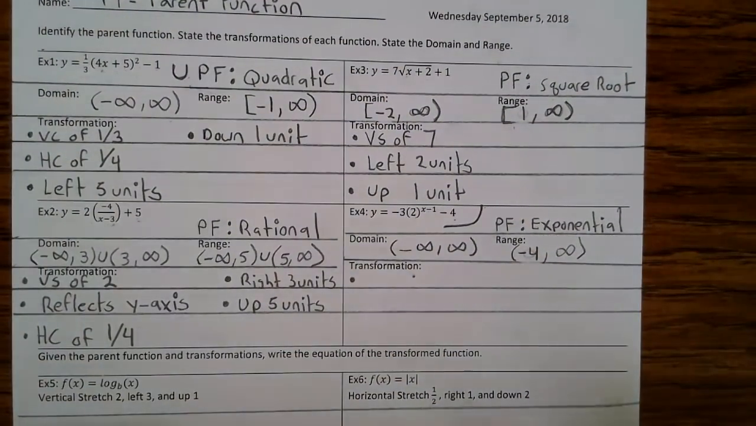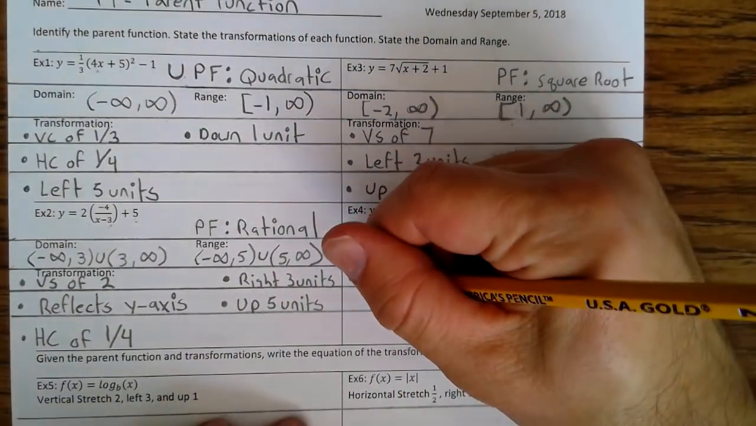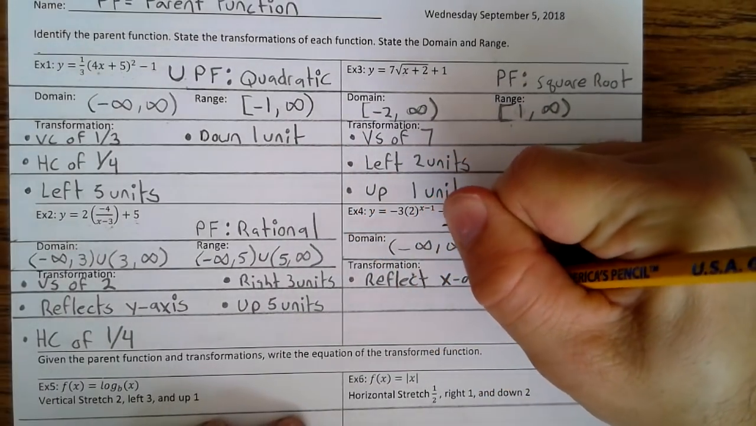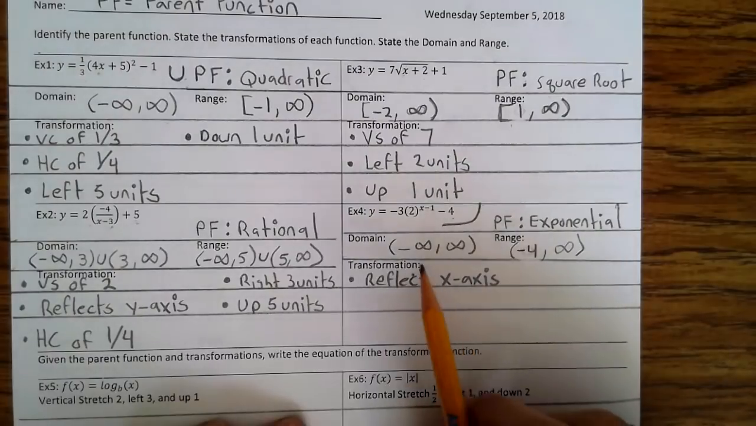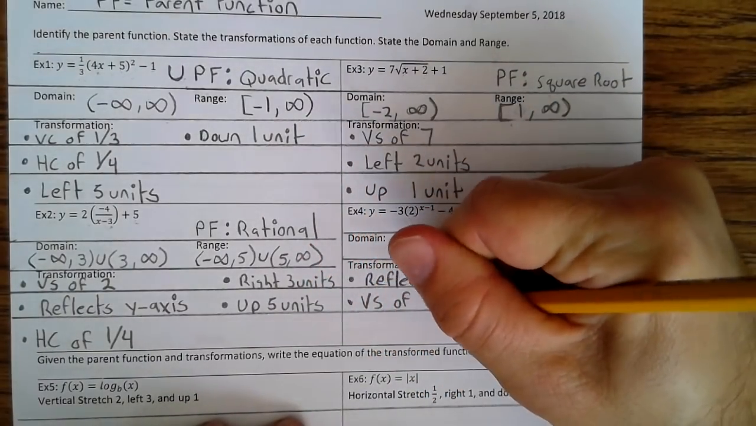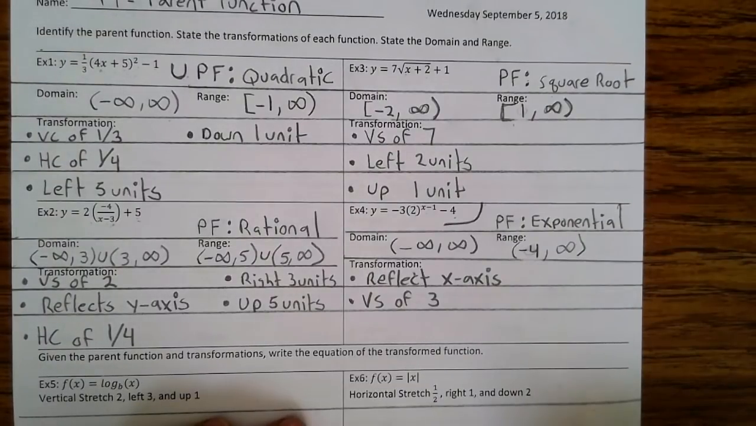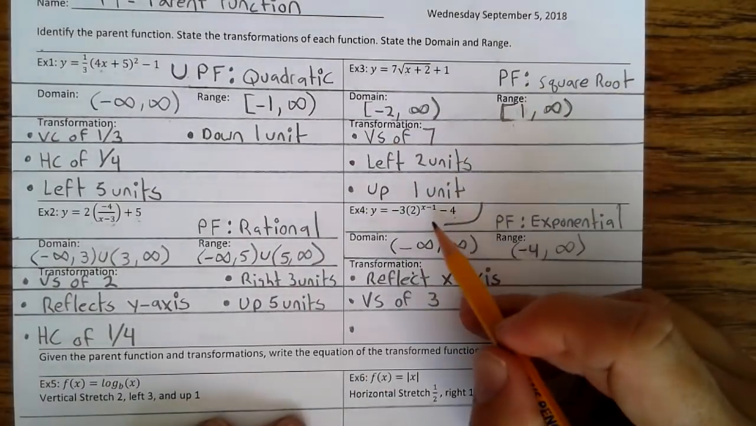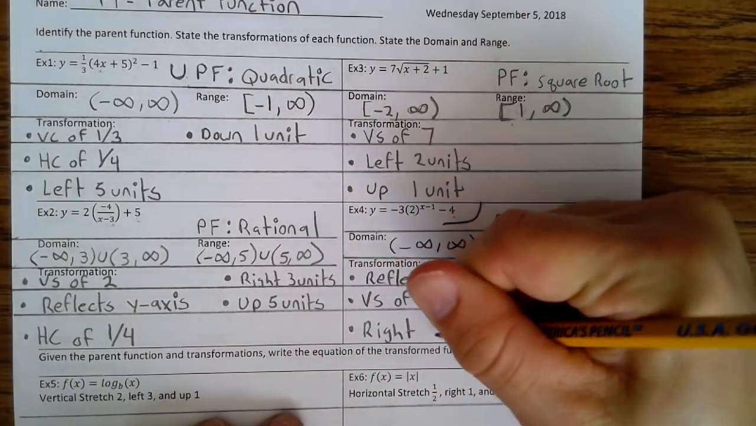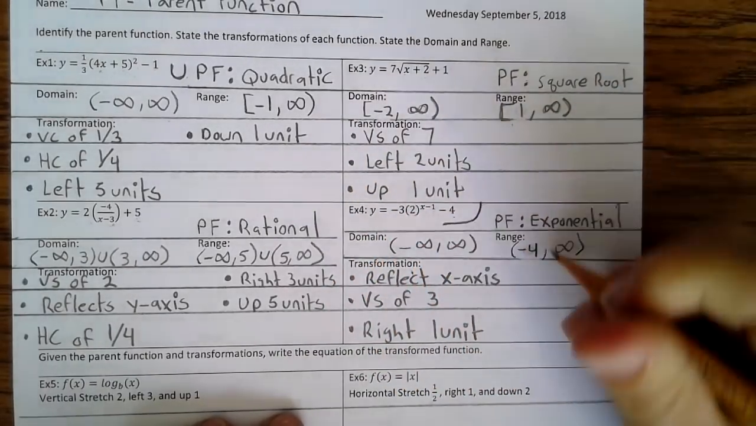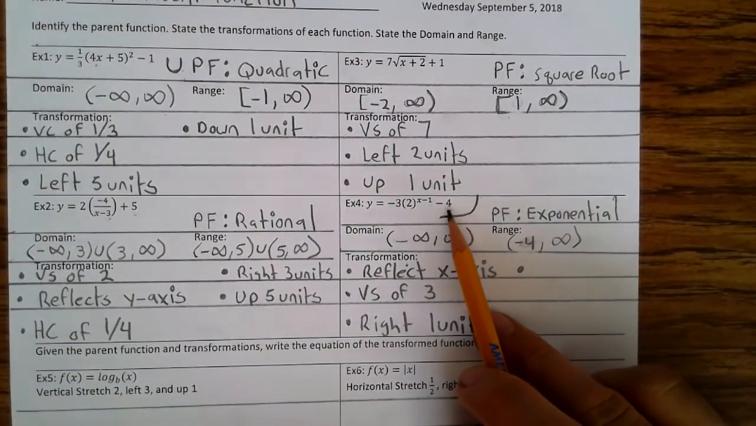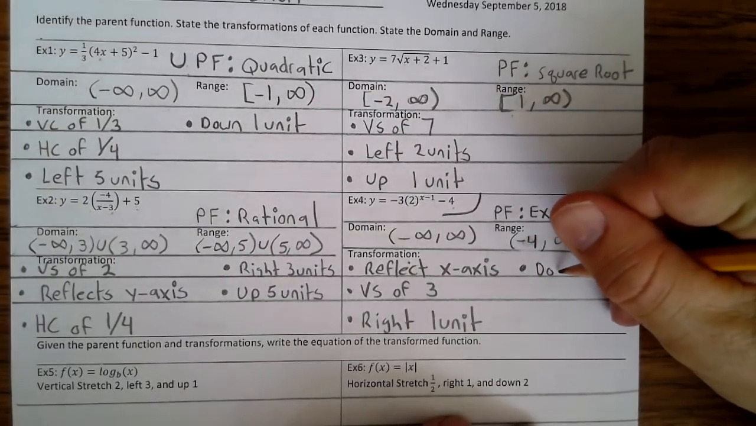All right, transformation. So the negative on the outside just reflects over the x-axis. Okay, the 3 is a vertical stretch of 3. And then the -1, remember that's opposite, so it's not going left 1, it's going right 1 unit. And then we're going down 4 units.